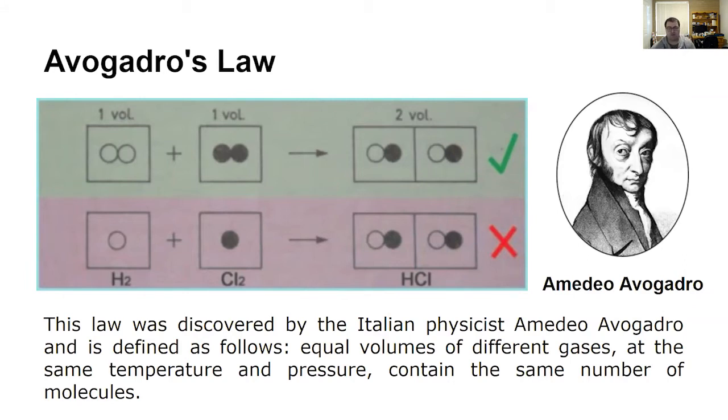What Avogadro did is he actually linked that to the number of particles. Hydrogen and chlorine have to actually have 2 particles. And he was able to establish that the reaction occurred because the number of atoms were conserved across the reaction. And this started to really let us establish the idea that chemical reactions are happening in a quantitative fashion.